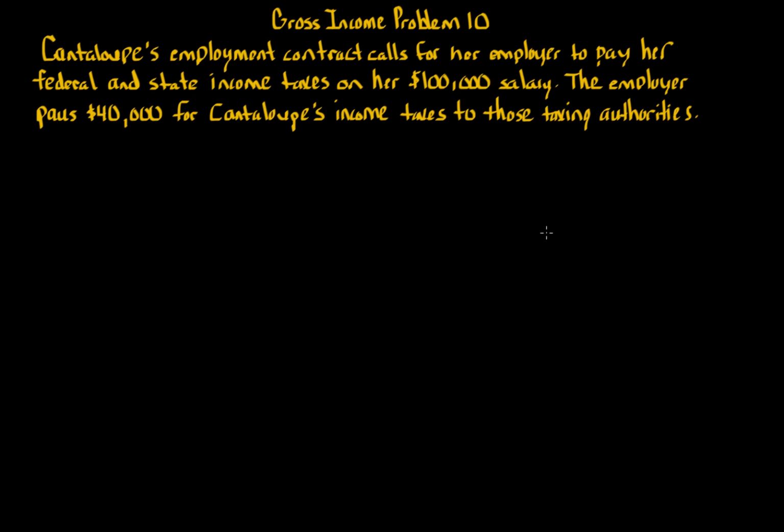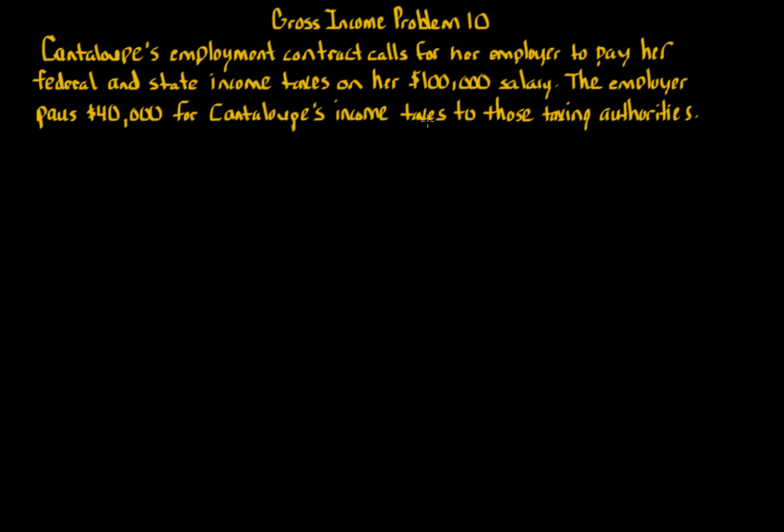Hello. In this video, we'll continue with our gross income problem sets, and we'll focus on problem 10. Cantaloupe's employment contract calls for her employer to pay her federal and state income taxes on her $100,000 salary. So Cantaloupe is making a salary of $100,000, and the employer, in addition to paying Cantaloupe the $100,000 salary, actually pays Cantaloupe's state and federal taxes on that $100,000. The employer pays $40,000 for Cantaloupe's income taxes to those taxing authorities.